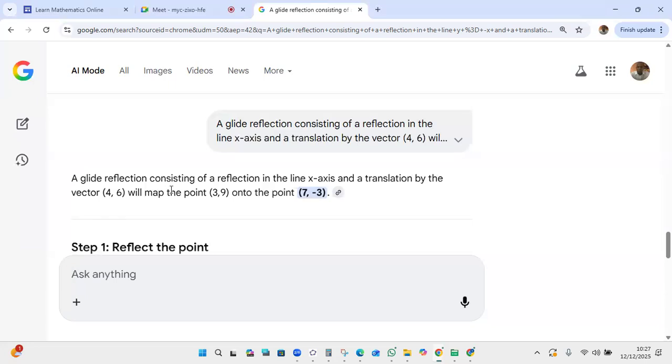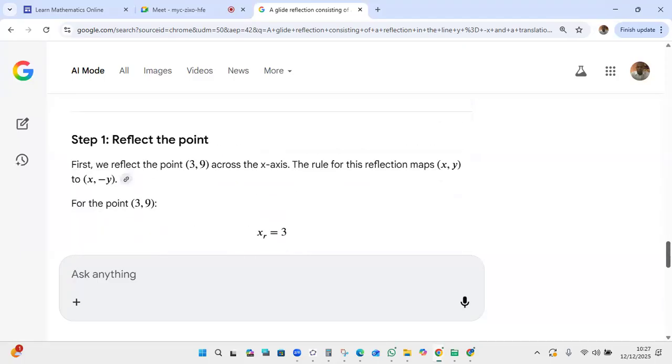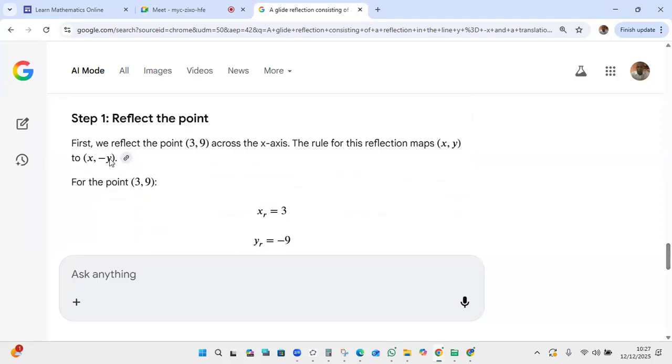It says a glide reflection consisting of a reflection in the line x-axis and a translation by the vector (4, 6) will map the point (3, 9) onto the point (7, -3). So let us see the two steps. Step number 1 is the reflection. First we reflect the point (3, 9) across the x-axis, the horizontal line.